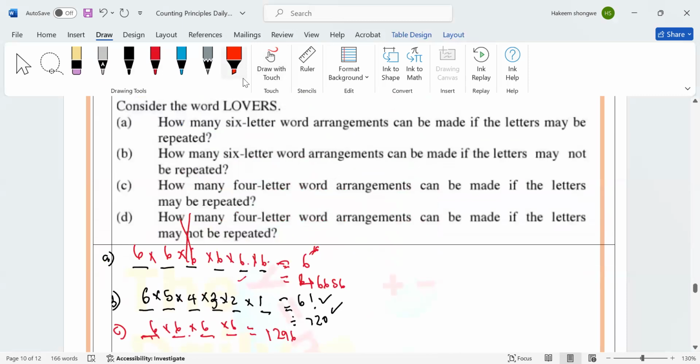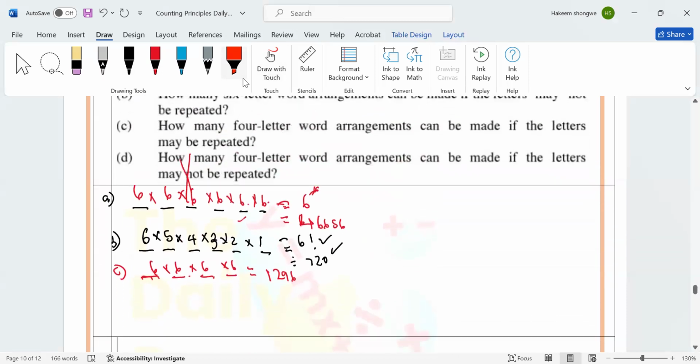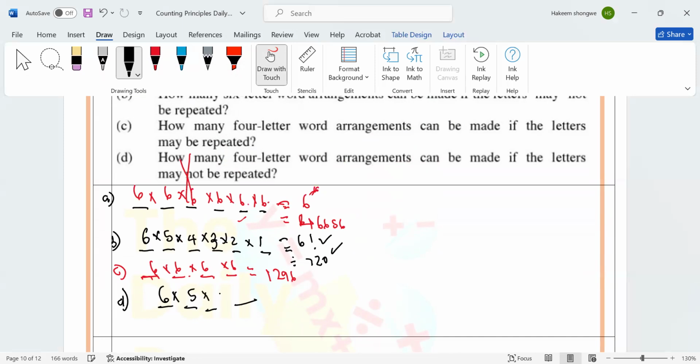With this last one, how many 4-letter word arrangements can be made if letters may not be repeated? Since they may not be repeated, we can start to think about factorial. But the problem here is that we have 1, 2, 3, 4. The first position is going to be occupied by 6 letters, multiplied by 5, multiplied by 4, multiplied by 3. This is not factorial. Personally, I would prefer we don't use factorial and stick to this because we're doing it practically. We had 5, 4, 3, 2, up until we get to the last one.